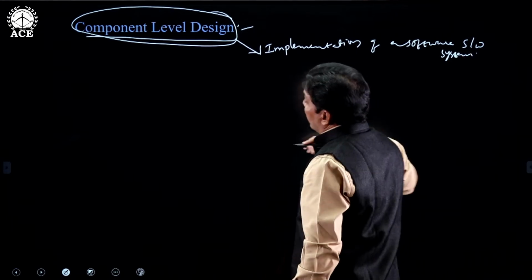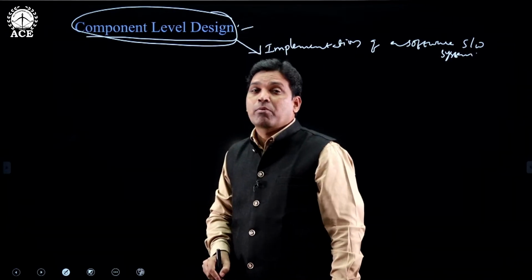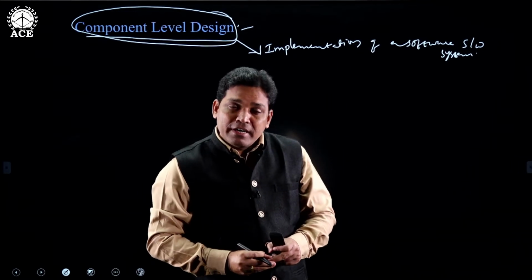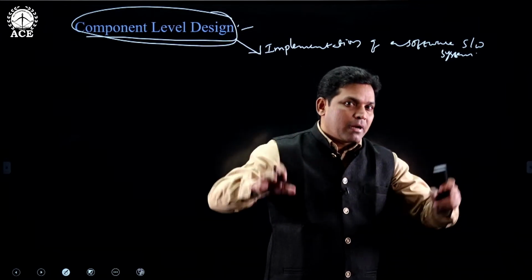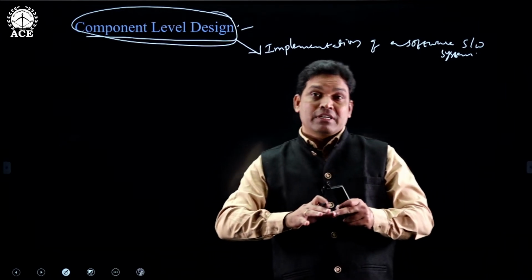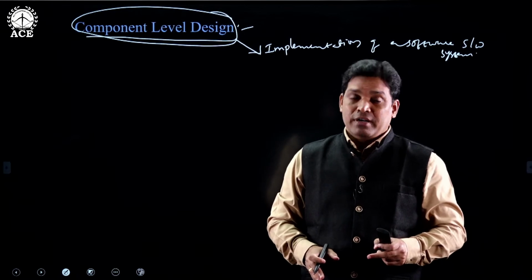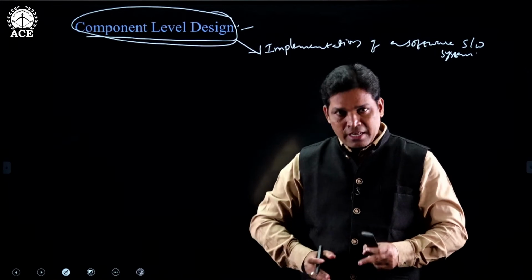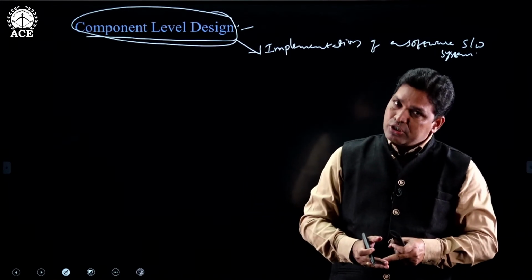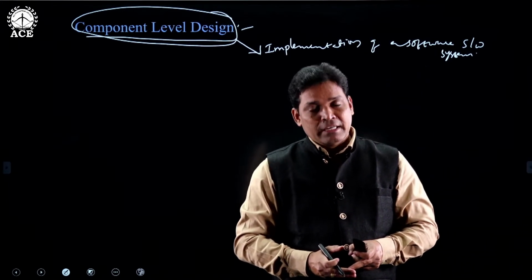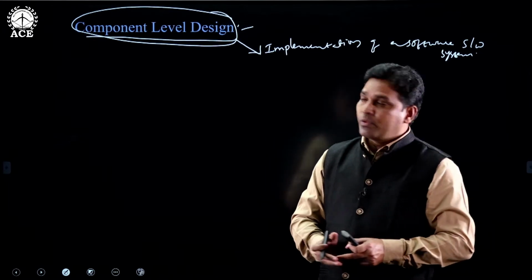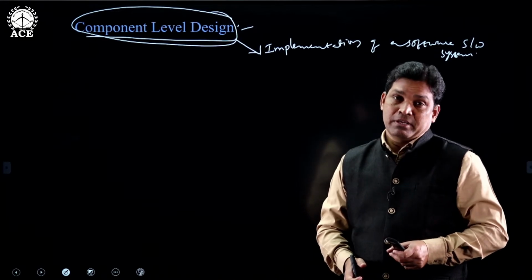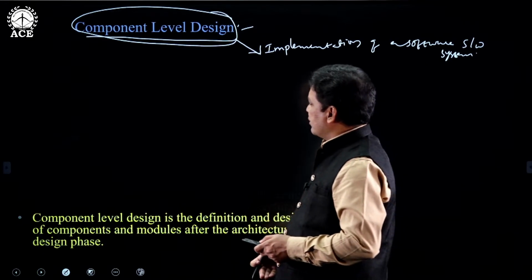That means component level design helps programmers or developers to generate source code. If the component level design is done elaborately, in detail, it helps the programmers to generate source code properly for the application. That's why component level design plays a major role. So about this we'll discuss.